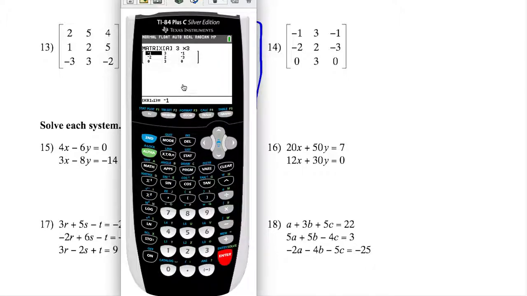And I'm just going to read over it: -1, 3, -1, -2, 2, -3, 0, 3, 0, to make sure that everything is entered in correctly. Okay, and then I'm going to clear all this.